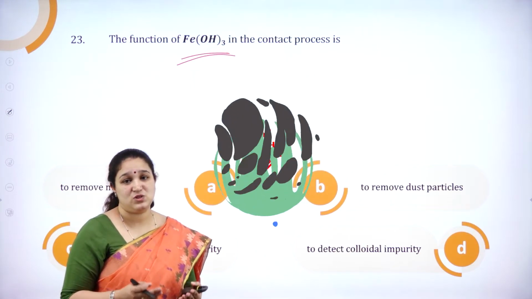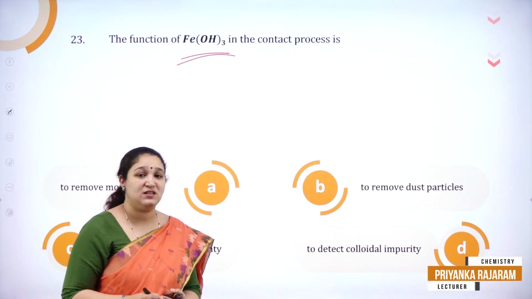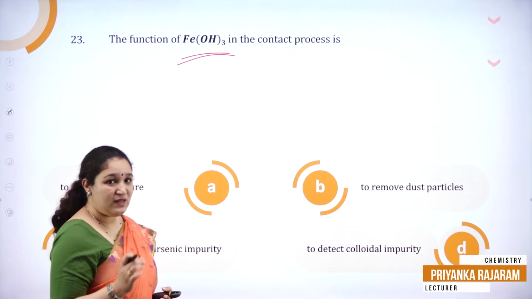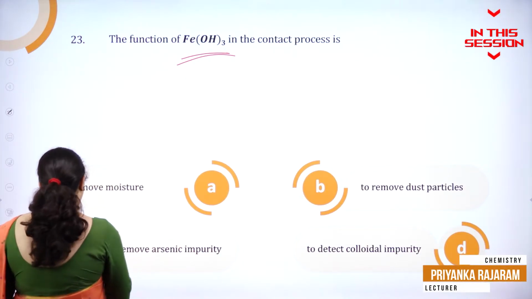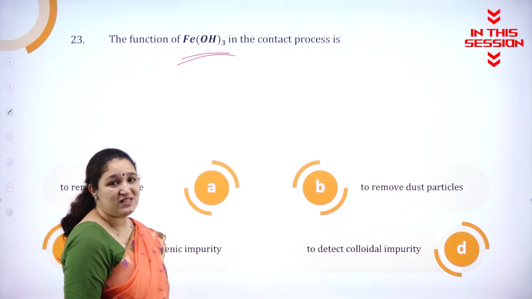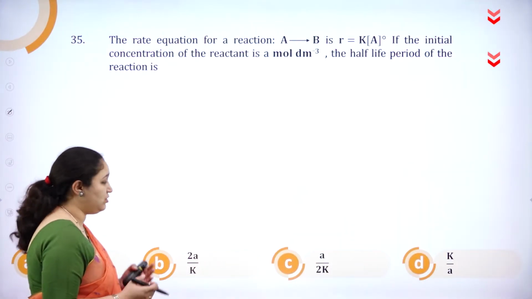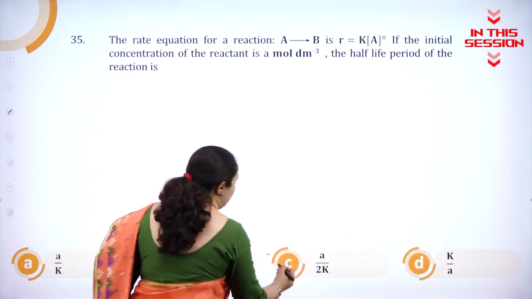Vanadium pentoxide, which is used as the catalyst in the contact process, can get poisoned. That's the reason it's very important to remove all the arsenic, and Fe(OH)3 is the one which is used to remove arsenic impurities. So what is the half-life period for a zero order reaction? It is a/2k, isn't it?